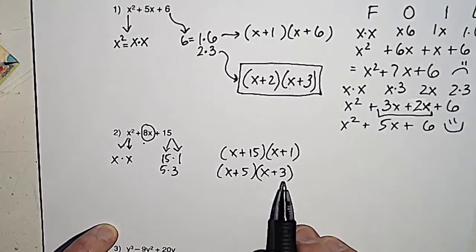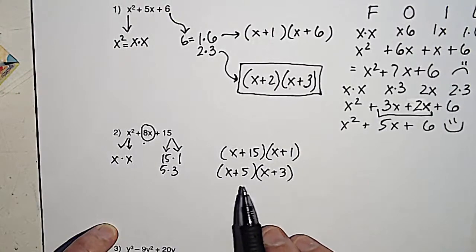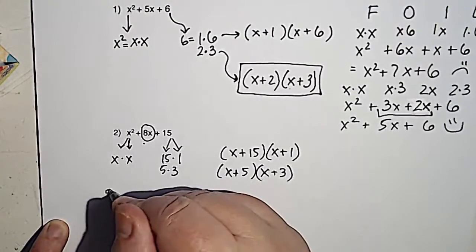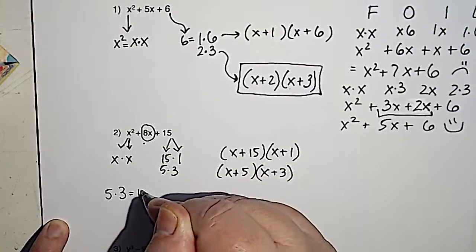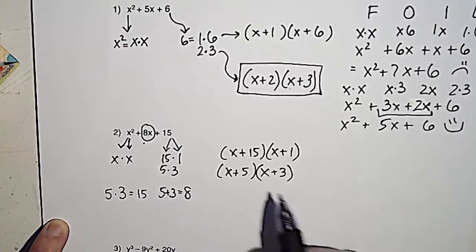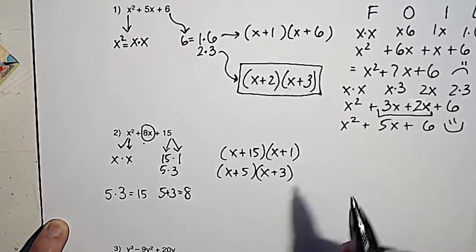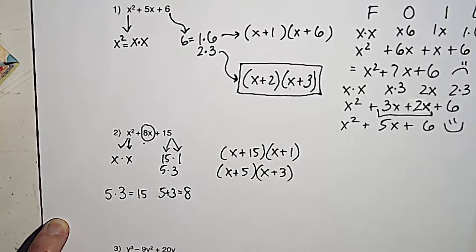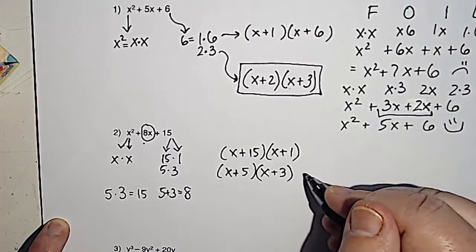5 plus 3 is 8. 5 times 3 is 15. 5 plus 3 is 8. I'm going to try this one first. Just because I make a list of them does not mean that I have to try them in the order I came up with them.